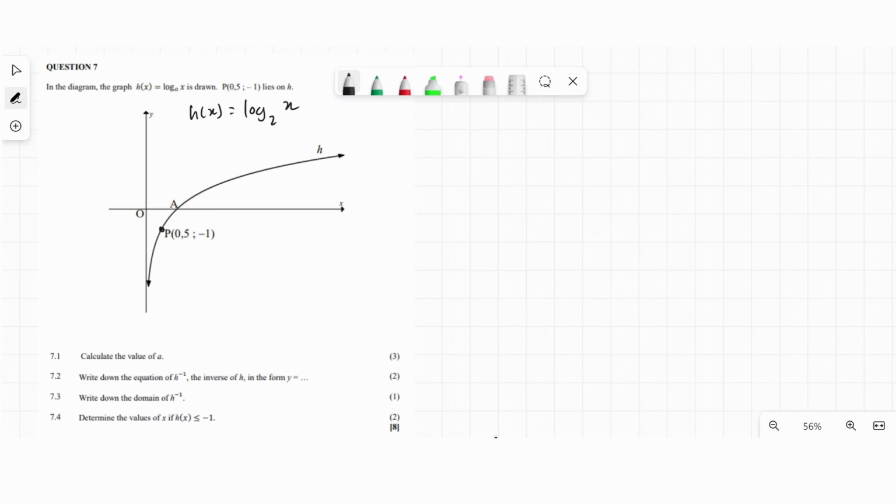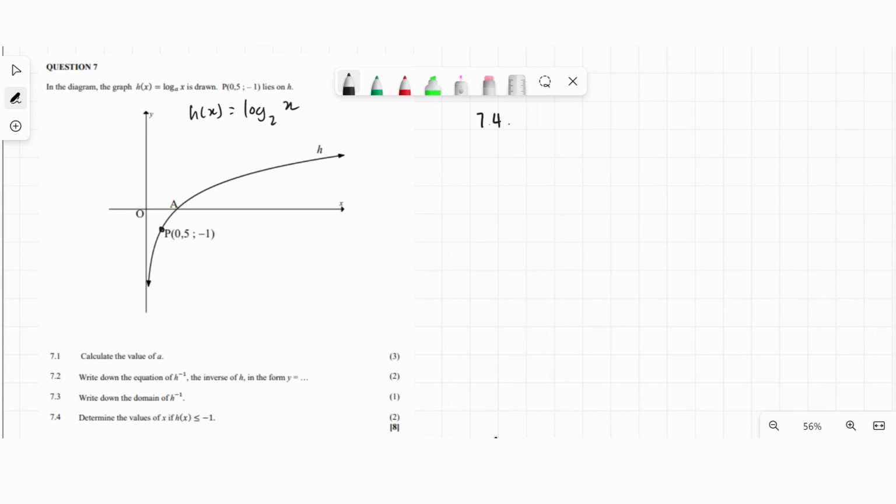So 7.3 says write down the domain of h inverse, which in our case we have solved. We say it's equal to 2^x. Since this is an exponential graph, you need to think about the notes on exponentials, right? The domain of an exponential graph is x is an element of real numbers. So the domain here is going to be x is an element of real numbers, and this is the case always. The domain for the exponential is always x is an element of real numbers.